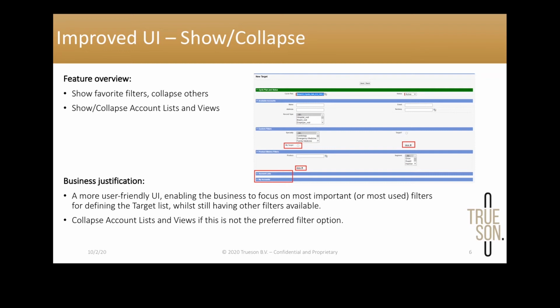And we introduced the same for account lists and my account views. Because basically this was taking a lot of space on the page, we now allow the user to open up the section and choose the account list to use as a filter, or choose the view to use as a filter. So again, this is to improve the user experience. It's more user friendly. It's a more condensed page where the business can focus on what's the most important filter to use to get to your list of targets, but still have the other options available.